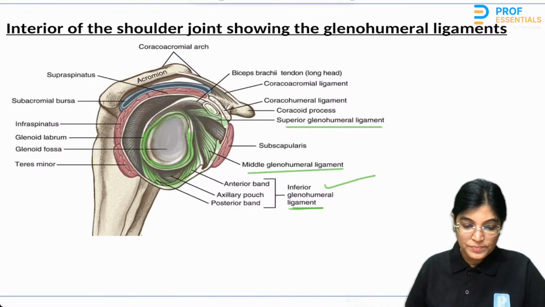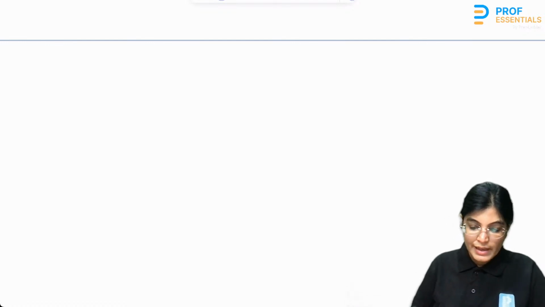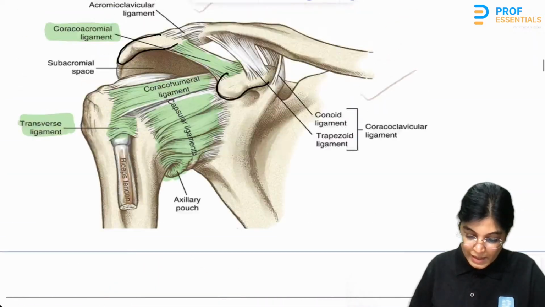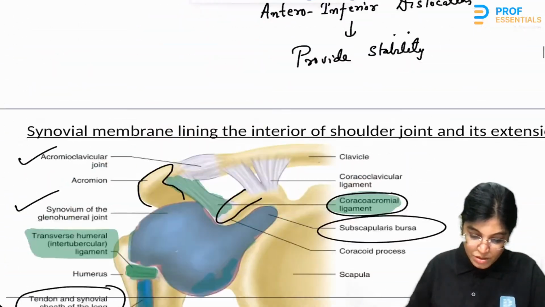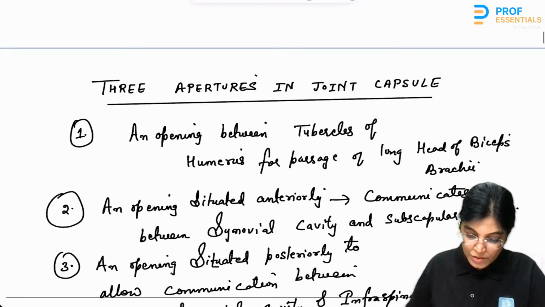Now I would also like to tell you about other ligaments. We have finished the two important ones already. As you can see, we have finished the fibrous capsule. The first is the fibrous capsule, and the glenohumeral ligament was the second one.